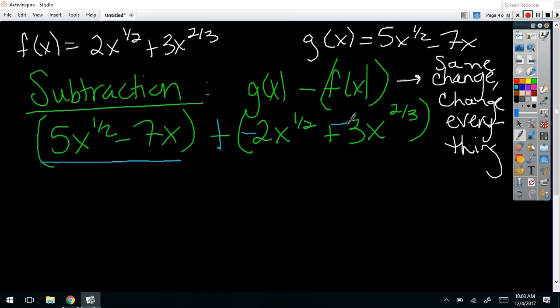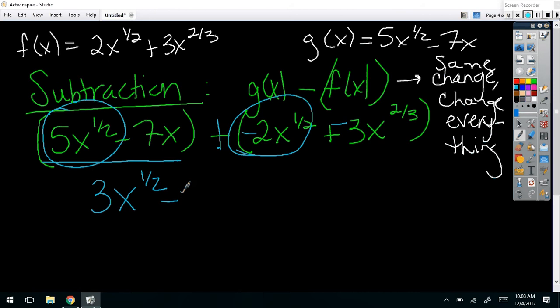Now I have an addition problem again, so I'm just combining like terms. That's 3x to the 1/2 and minus 7. The only like terms I have are the ones that have that power of 1/2. Then I'm just gonna rewrite the other terms that are here.